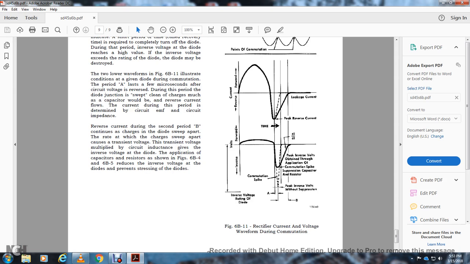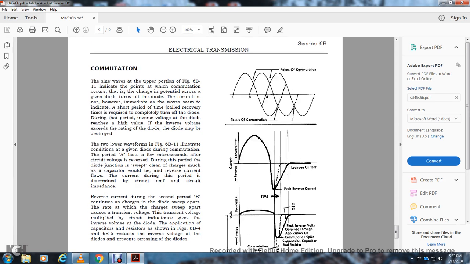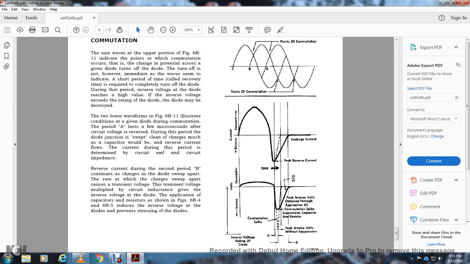Figure 6B11 shows the rectifier current, voltage, and waveform during commutation. Points of commutation are in the dips of the sine waves on both sides of the AC and DC voltage. You have the inverse voltage rating of the diode, the volts in forward and reverse, and then the peak of the reverse, the commutation spike. The peak inverse obtained with the application of the commutation suppression capacitor and resistor, and then you have B, the peak inverse without suppression.